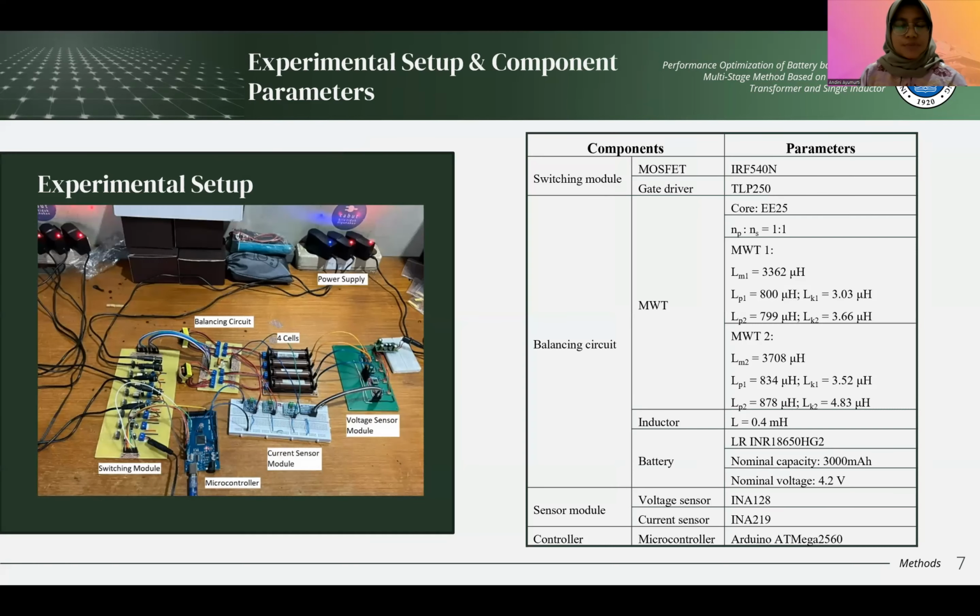So here is our experimental setup and our hardware setting, with each of the components and parameters described in the table shown. We have three main parts in our experimental setup: our switching module, our balancing circuit and cells, and our sensor module, which consists of a voltage sensor and a current sensor. Every component mentioned is described by the parameters shown in the table below.